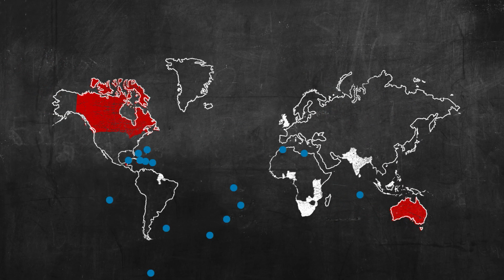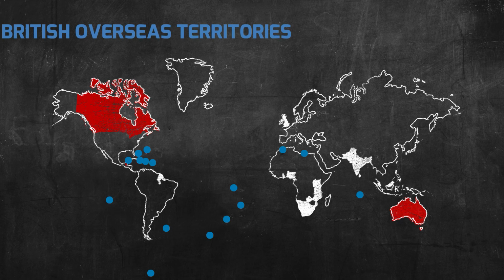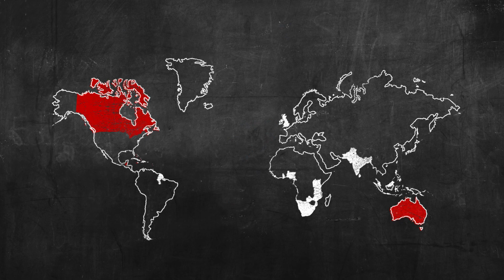Moving on, there are 14 territories that have not yet made the leap to sovereign states. These remnants of the British Empire are classed as British Overseas Territories, and although they are self-governed, they are still linked to and dependent on the UK for military and economic assistance.